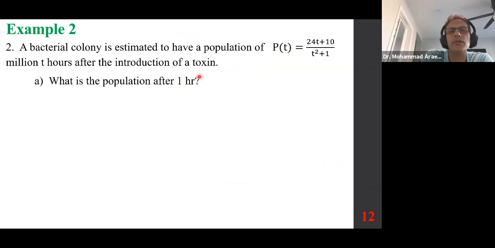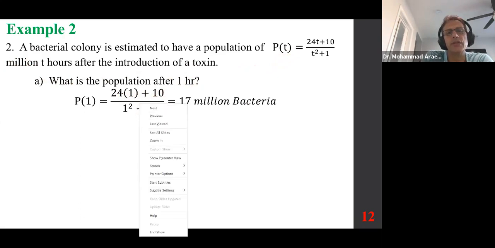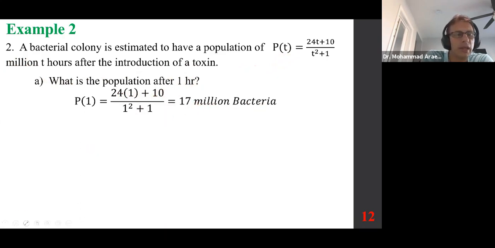By the way, if a number is given, 1, 2, 5, that's how many hours you plug in. Or it may be that they say after the introduction and they don't give you a time, that means 0, okay? And don't forget this is in millions. So just plug in: 24 times 1 is 24 plus 10 is 34 divided by 2 is 17. And now why million bacteria? Because it's given in that format, okay?